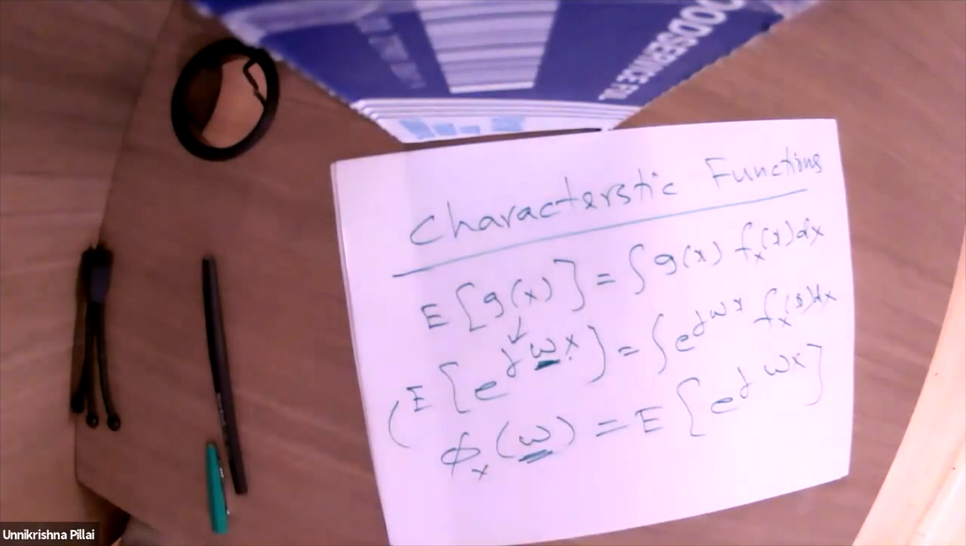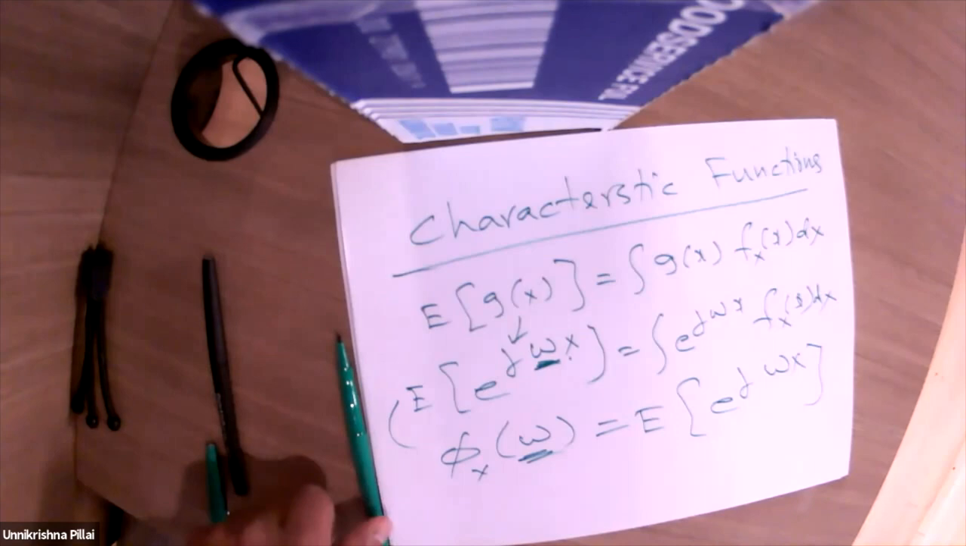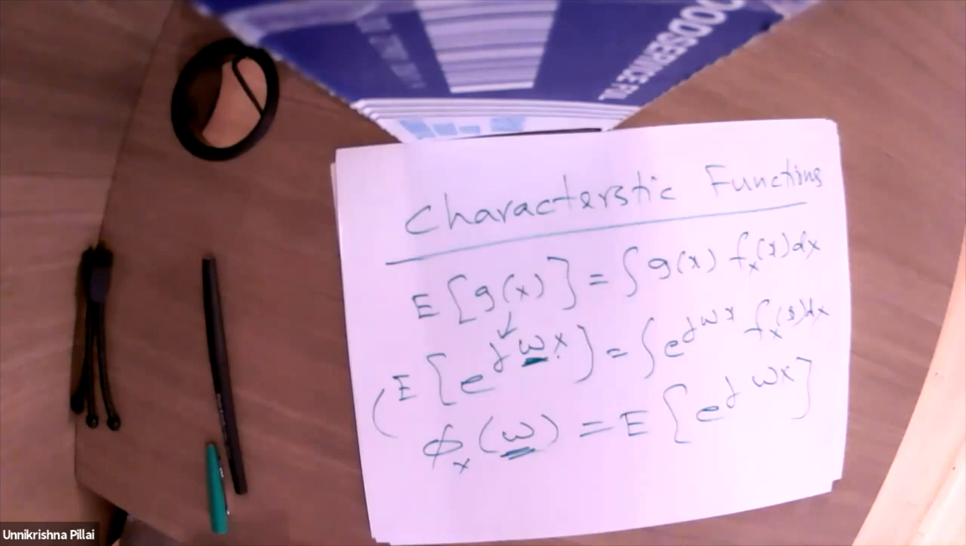So this is a very special function, right? It's a special function with this particular form. So the question is, what is its use? And how do you find it? So the key, immediately I'm going to show that this function lets you find all the moments of the random variable.